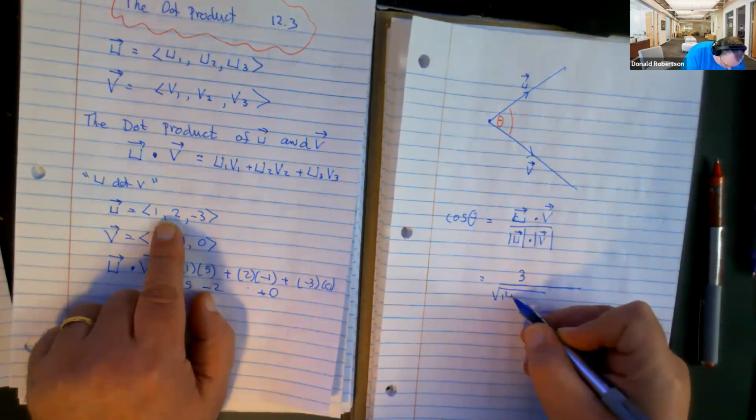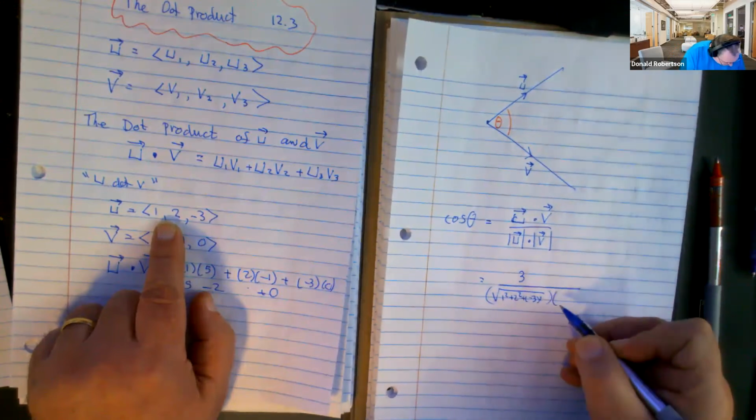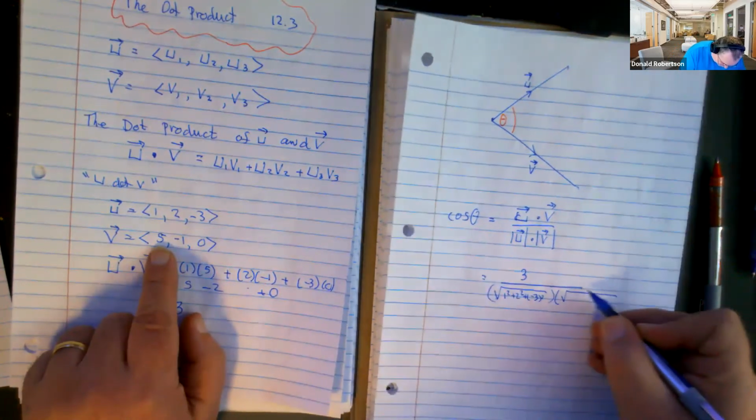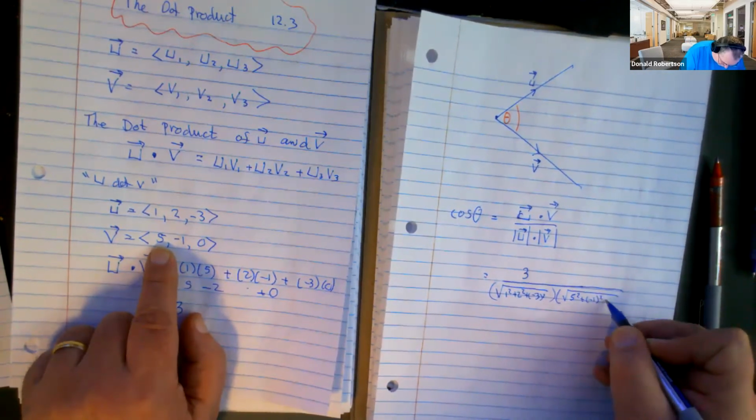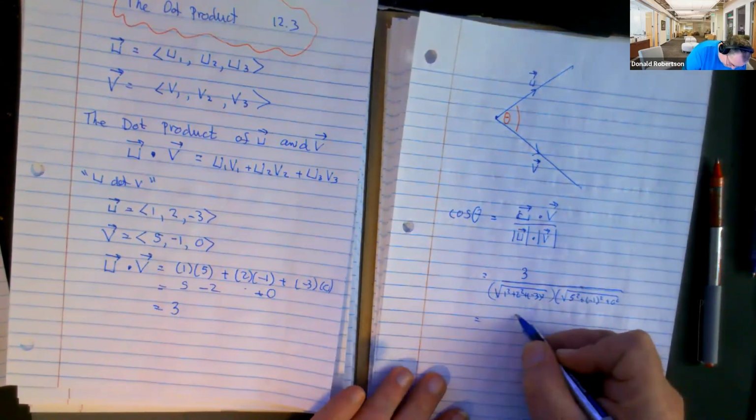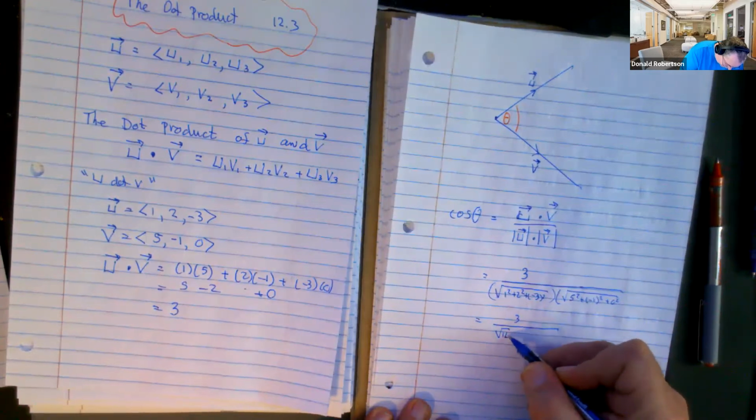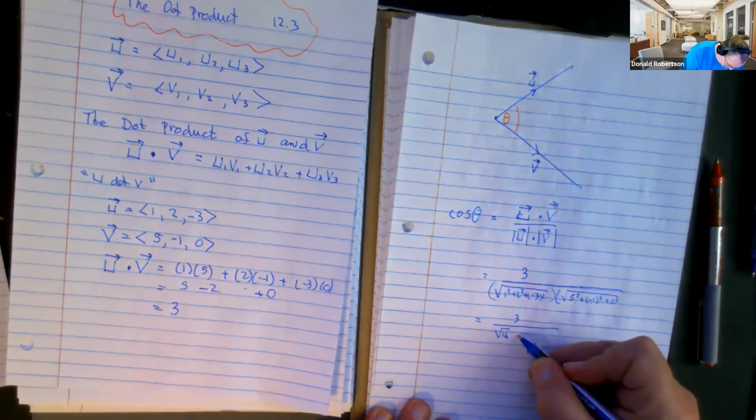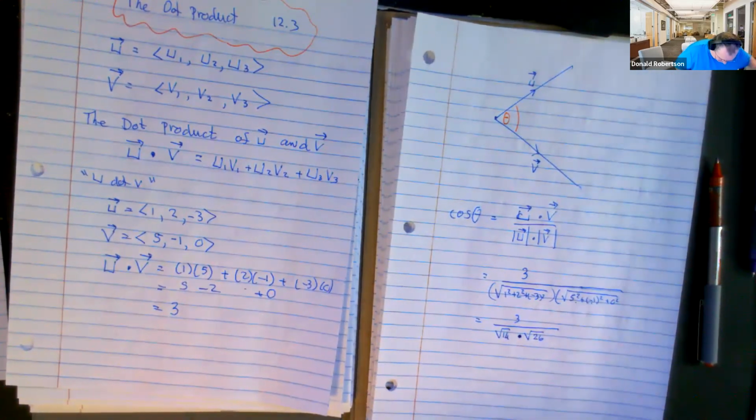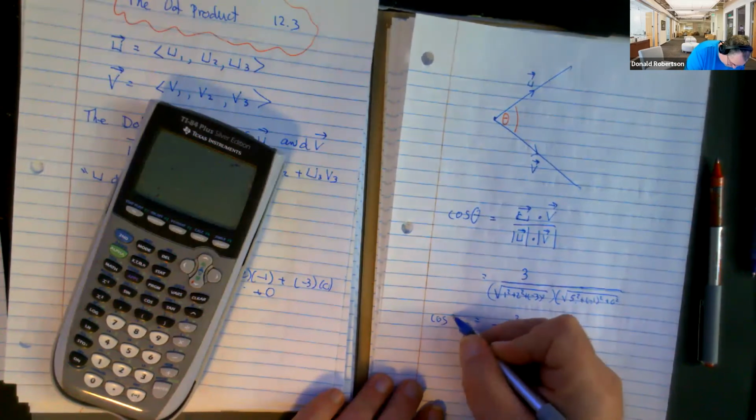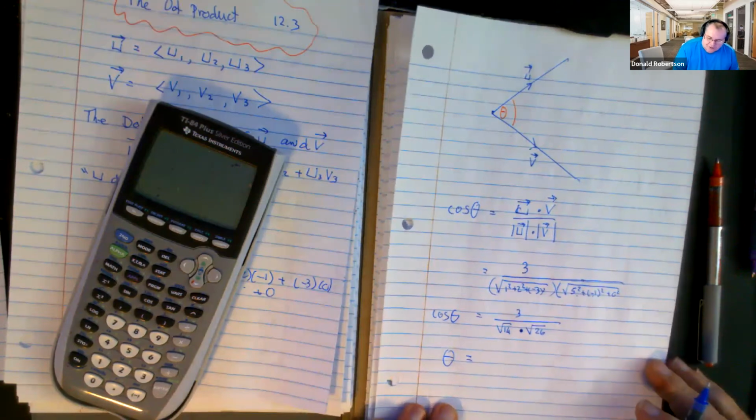It's the square root of 1 squared plus 2 squared plus -3 squared. That's the first one. And the magnitude of the second vector is the square root of 5 squared plus -1 squared plus 0 squared. So that's going to be 1 plus 4 plus 9, 14, and 25 plus 1, 26, so square root of 14 times square root of 26. So at that point, I would basically get my calculator. What should I do to both sides to find the angle theta?